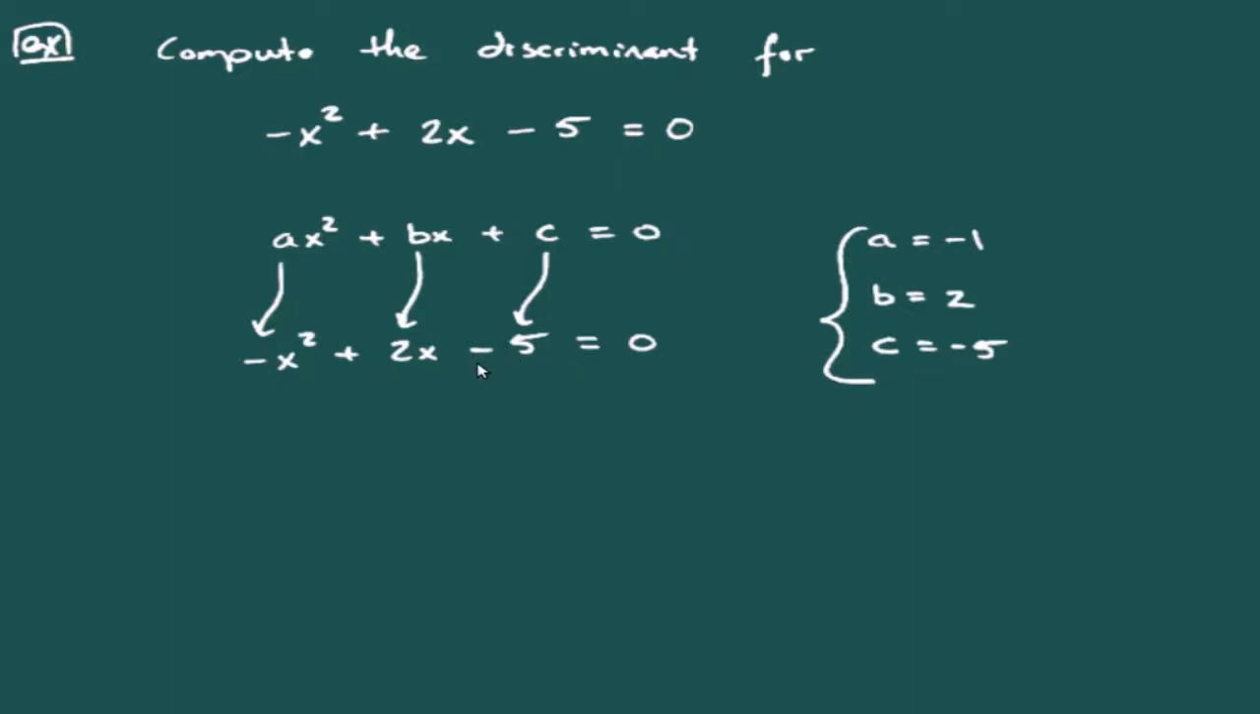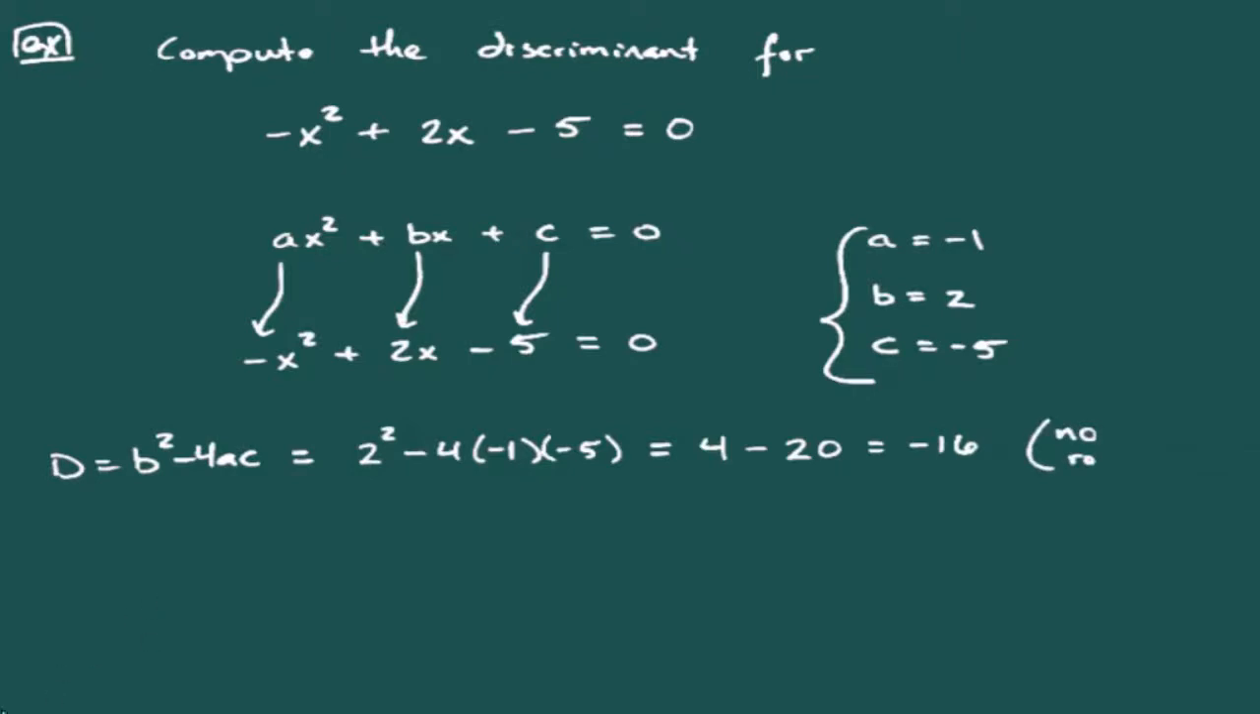Remember, anytime that we've got a subtraction, that's really telling us that our coefficient, our number, is going to be negative. So we've got a being negative 1, b being 2, and c being negative 5. Well, if we plug that again into our expression for the discriminant, d is going to be b squared minus 4ac. So we've got b as being 2, so 2 squared minus 4 times a is negative 1, and c is negative 5. So 2 times 2 is going to give us 4, and 4 times negative 1 times negative 5 is going to give us 20. So we've got 4 minus 20, which gives us a negative 16 for the discriminant. And since the discriminant is negative, we should have no real roots for that.